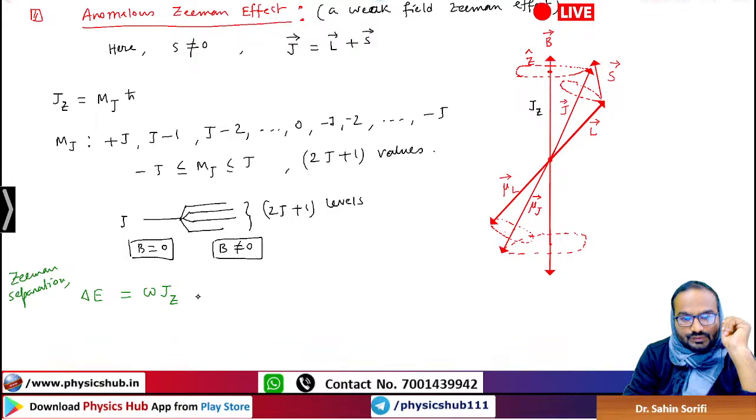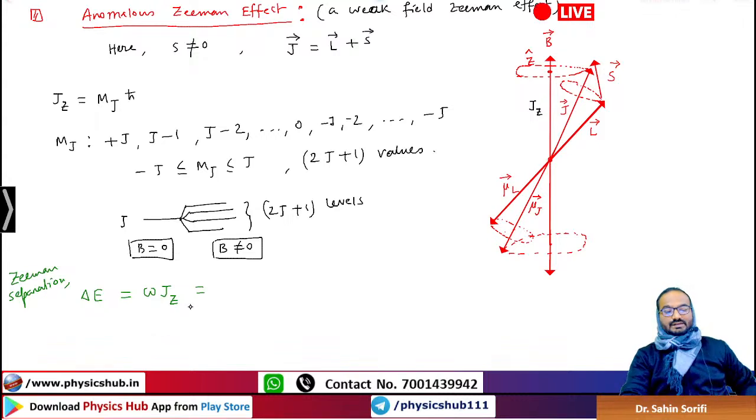So omega JZ. Now the value of this omega is a little bit different. What is the value of this omega? It is eB by 2m. So here a factor of G will come.